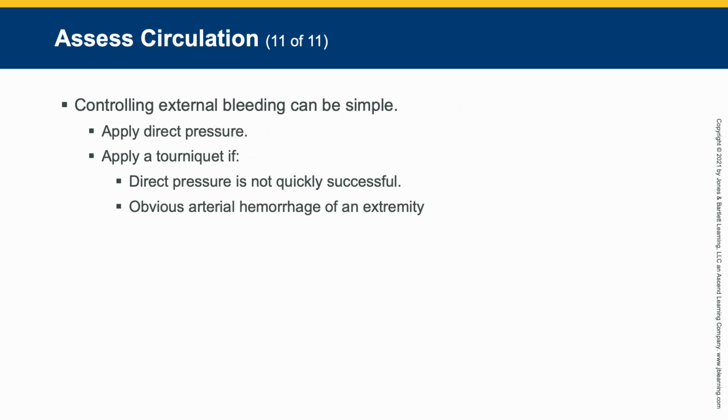Controlling external bleeding, we're going to dive a little deeper and get more practice later on. It is one of the most effective interventions you can provide in the field. If the bleeding isn't controlled with direct pressure, you're going to quickly escalate to a tourniquet. Tourniquets should be applied for obvious arterial bleeding or when the bleeding doesn't stop after a short period of firm direct pressure.